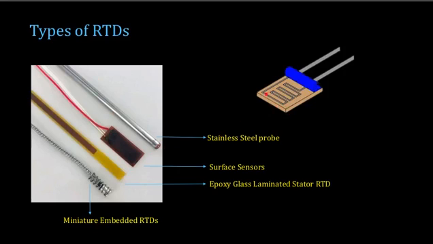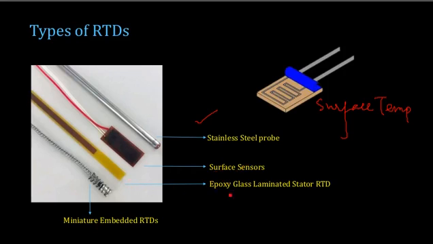This is a kind of RTD which is used to measure the surface temperature. It is flat in structure, so you have platinum wire placed here in a zigzag manner. So this is used to measure the surface temperature. Now you have different types of RTDs. This is a stainless steel probe, and this is a surface sensor, very similar to this. Surface sensors are used to measure the temperature of different surfaces.